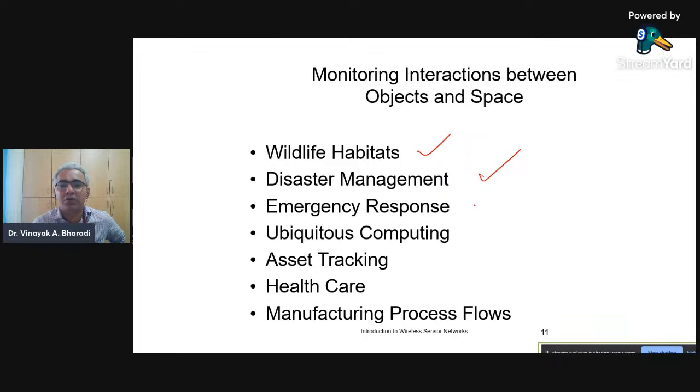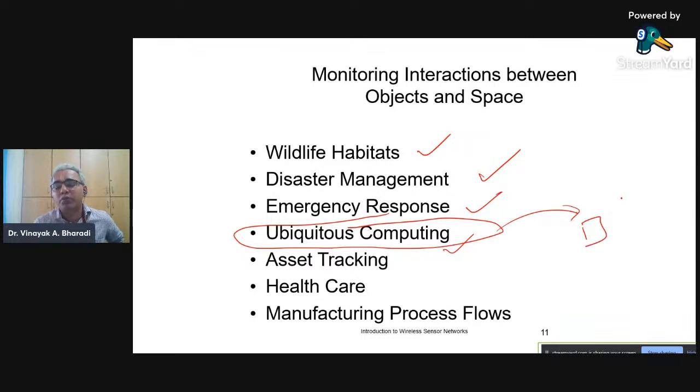Between objects, we have just discussed wildlife habitat. I discussed disaster management for railways and bridges, emergency response teams, ubiquitous computing. For large compute deployments, for control of that very big deployment, like in data centers, we have these sensors. And the second thing is ubiquitous computing, meaning computing which is everywhere. All these sensors, like your smartwatch, your mobile phone, and your laptop, whatever smart devices you have, are actually examples of an environment where ubiquitous computing exists. Every small device has small compute power, and that device can perform and act smartly.